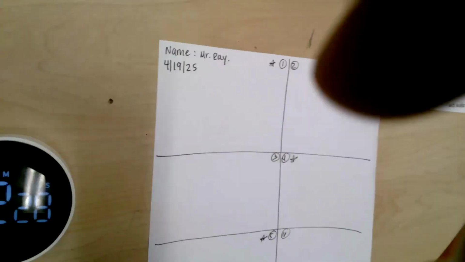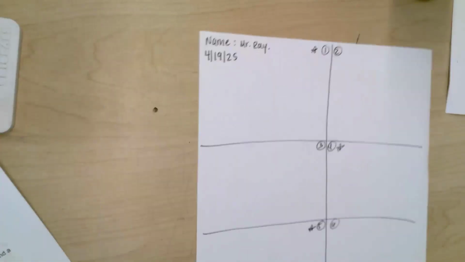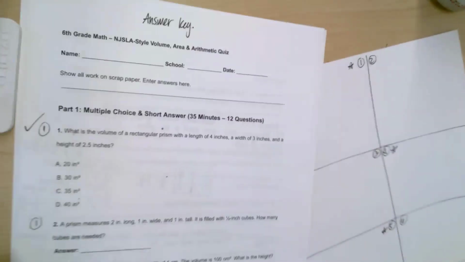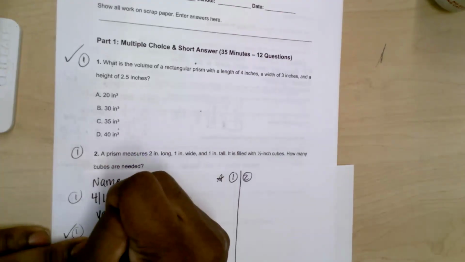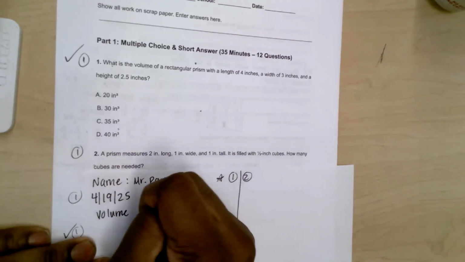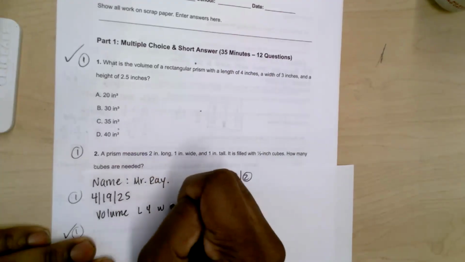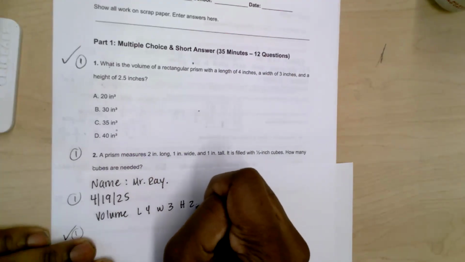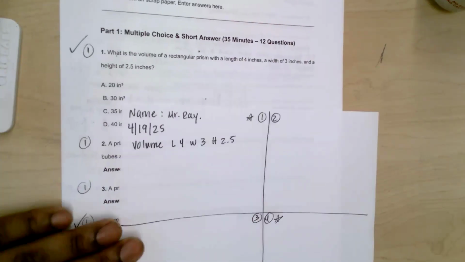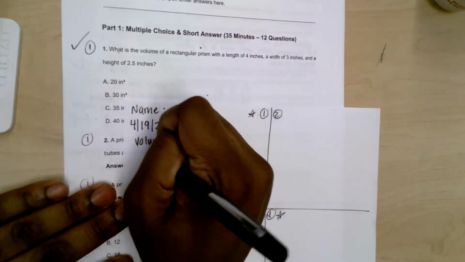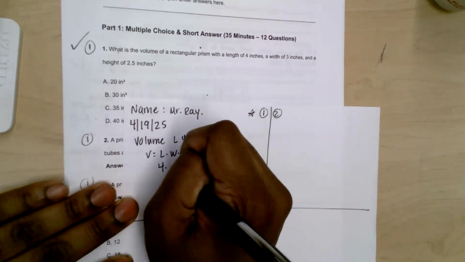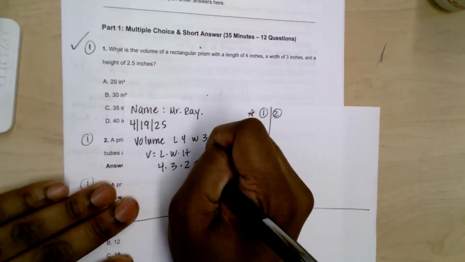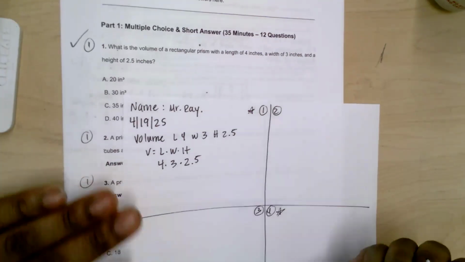So what my goal is in all of this is to read as if this is the computer, and solve on my scrap paper. So problem 1 says, what is the volume? So I know I'm solving for volume. A prism, and the length is 4, width is 3, height is 2.5, and I won't be able to have a calculator for this. So I know the formula is volume equals length times width times height. So I'm doing 4 times 3 times 2.5, or 2 and 1/2.